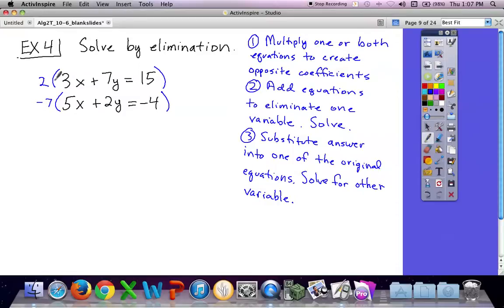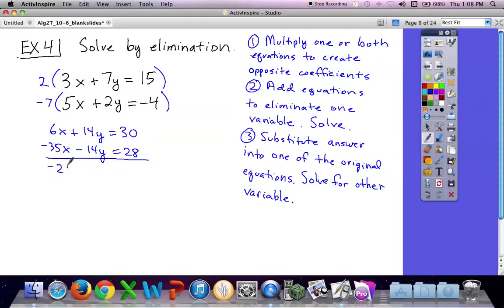So this first equation becomes 6x plus 14y equals 30. The second line becomes -35x plus -14y equals 28. Right, now I've created the opposite coefficients. Step 1 done, I move on to step 2, I add the equations.